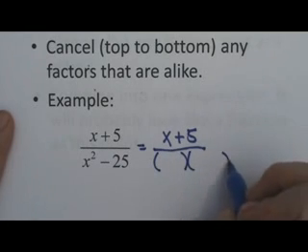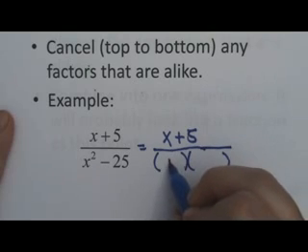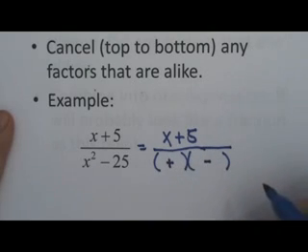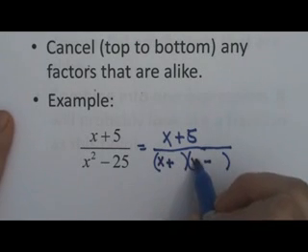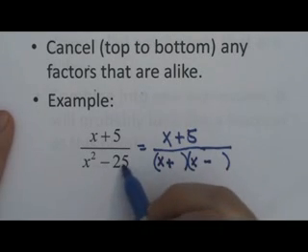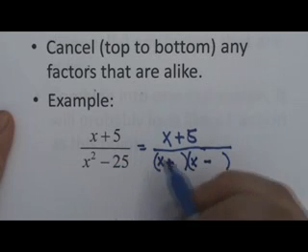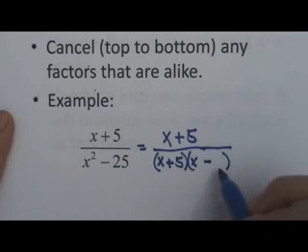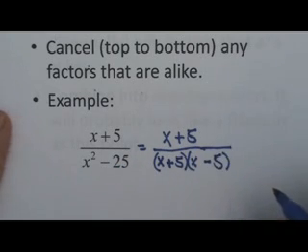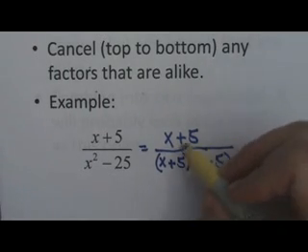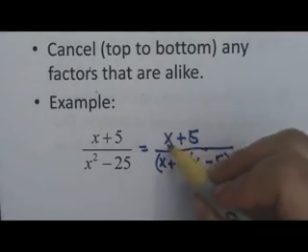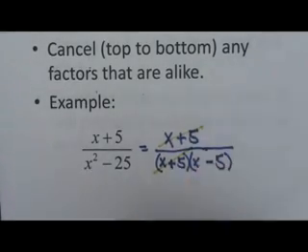So remember, we factor those with two parentheses, one with a plus, one with a minus. Take the square root of the first term, so we're going to have an x, and the square root of the second term, square root of 25, is 5. Remember, 5 times 5 equals 25. Now we need to cancel. We have an x plus 5 on top and x plus 5 on bottom. They are alike, so they cancel.